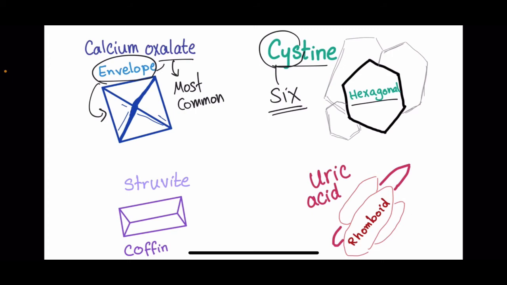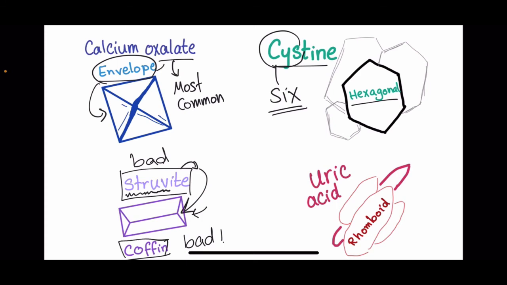Next, we have the struvite stone. Struvite stones are bad, like really bad. The shape is coffin, which is bad. Okay, the way I remember it, you can say struvite as starve to death, and death is related to the coffin, of course. Last, we have uric acid.